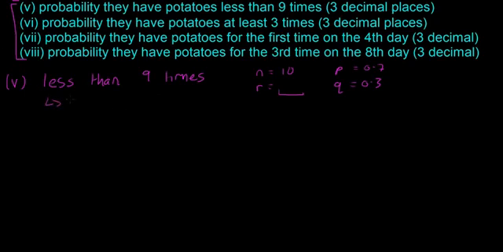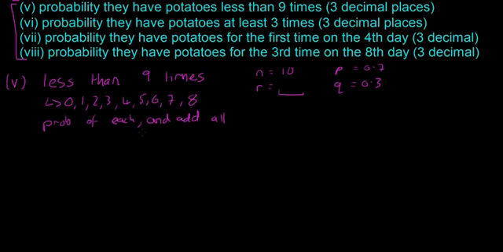So less than 9 times is 0, 1, 2, 3, 4, 5, 6, 7, 8. All of these outcomes where they have potatoes 0 times, 1 time, 2 times, etc., they're all less than 9 times. So you have to find out the probability of each one and then add them all together. So I'll write that down: prob of each and add all. So that'll take ages. It's 8 different calculations you have to do, and then you have to add all of those together to find your answer. So that takes a long time, and you can do it that way if you want, but there is a much quicker way. So I'll skip to yellow for that way.